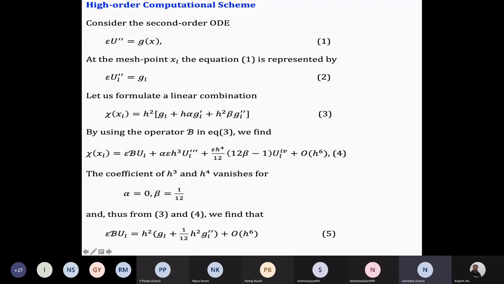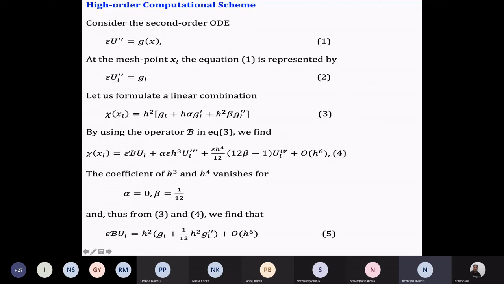Now, here g first derivative and g second derivative are calculated with the help of operator A and operator B, which I defined previously. And in place of g or g derivative, for g I will use epsilon u double derivative. For g first derivative, it is epsilon u third derivative, and so on. Use this in relation 3, and you finally achieve this one. Here it is operator B u. Now, this equation 4 consists of h cube, h4, h6 terms.